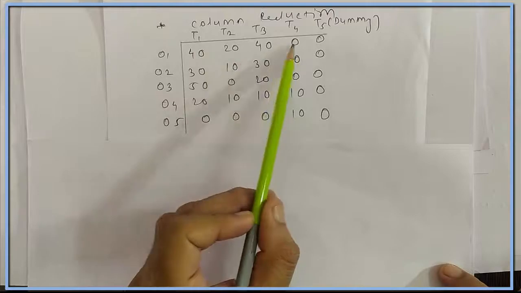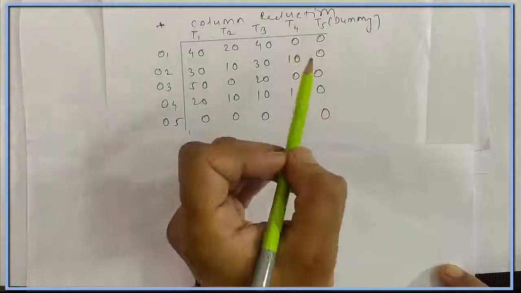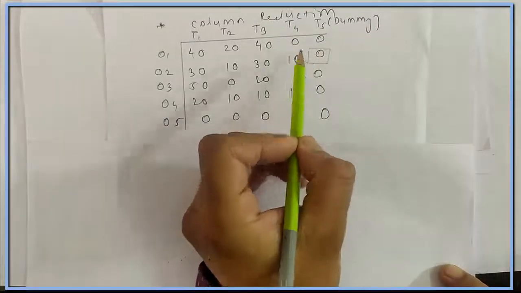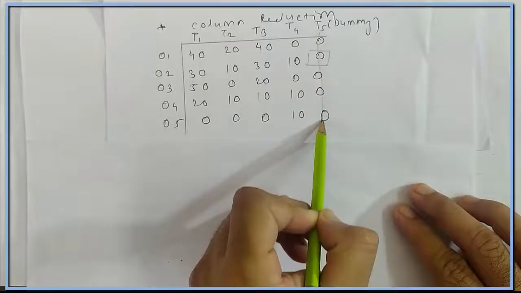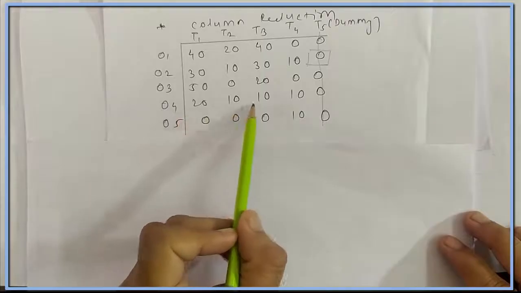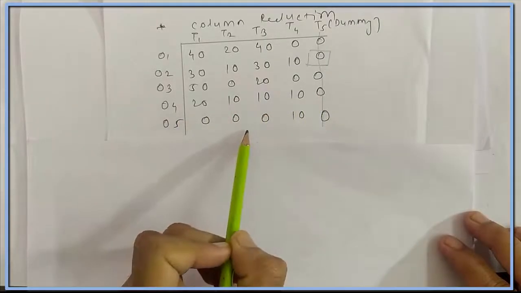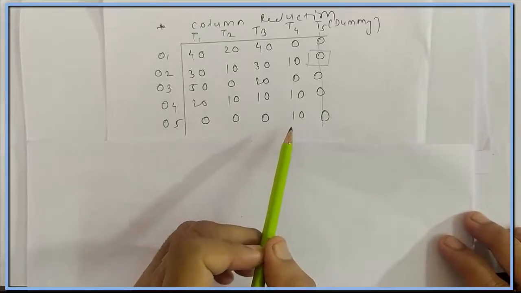For the row scanning, we will start with the first row. Now in the first row there are 2 zeros, therefore as per our rule we will skip this row. In the second row there is only 1 zero, therefore we will mark a square around it and we will draw the vertical line. In the third row there are 3 zeros, therefore again we will skip this row. In the fourth row there is no 0, this 1 zero is deleted, and in the last row there are 3 zeros, therefore we will skip this row.